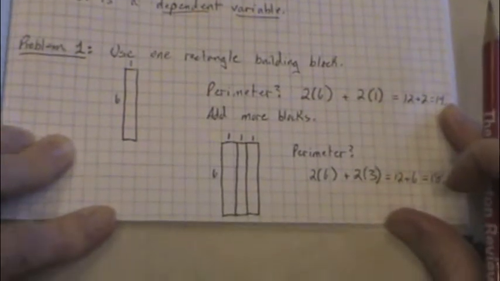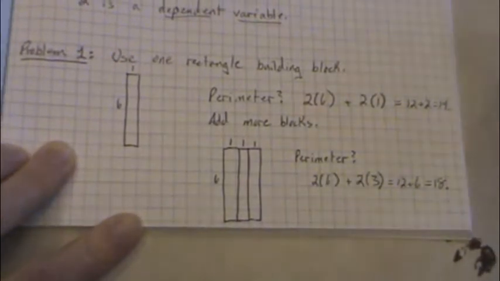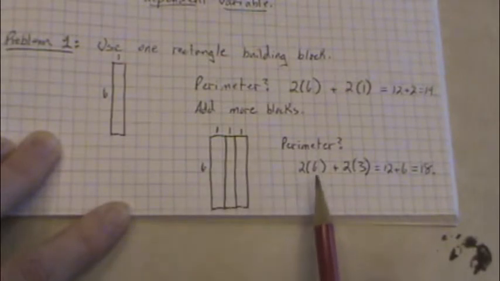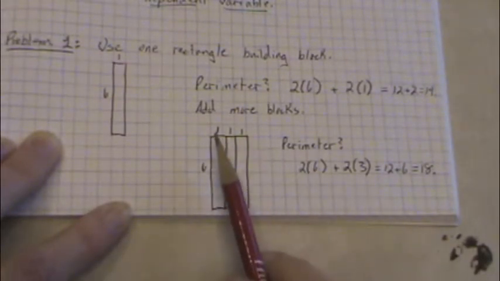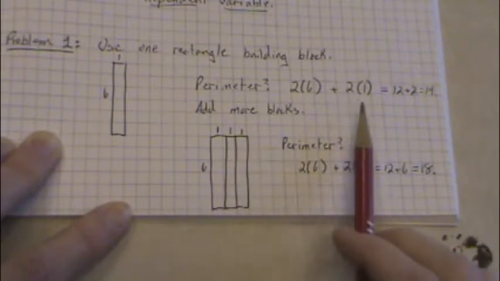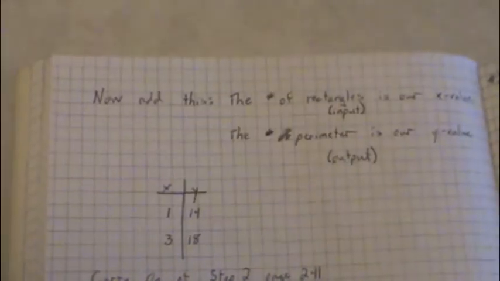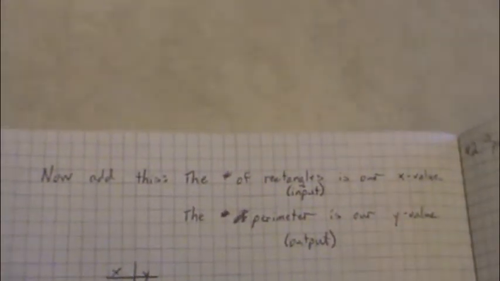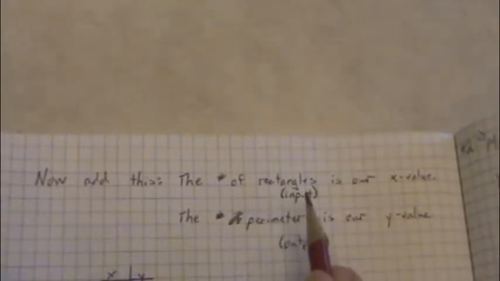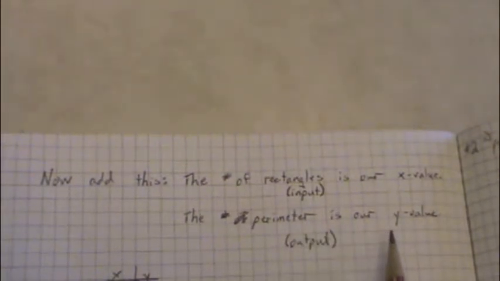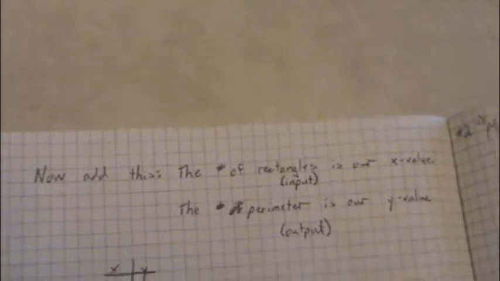Add more blocks, but do this in a more, shall we say, algebraic fashion. So now we still have 2 times 6. That stays constant, but we have 3 of these blocks. So now instead of 2 times 1, we're going to use 2 times 3, and our perimeter is 18. Now, the next step. The number of rectangles that we use is our input, and it is our x value, because we're about to graph this. The perimeter is our y value. That is going to be our output.